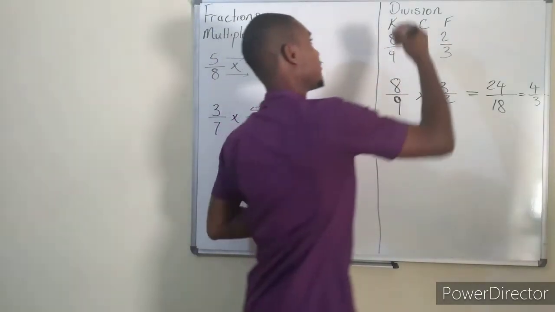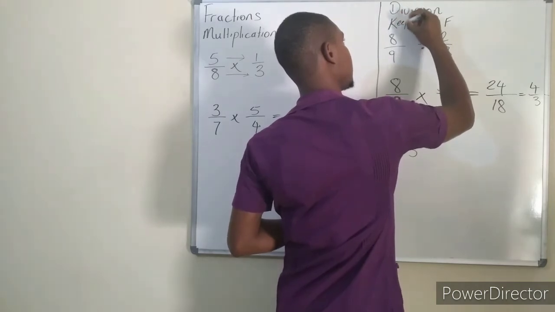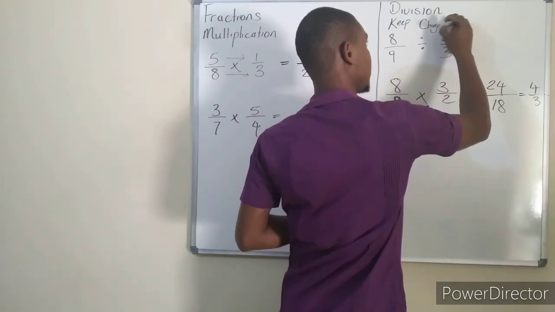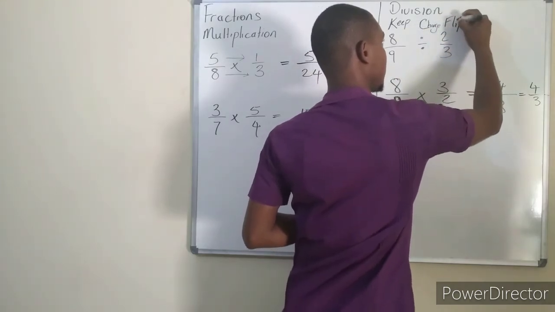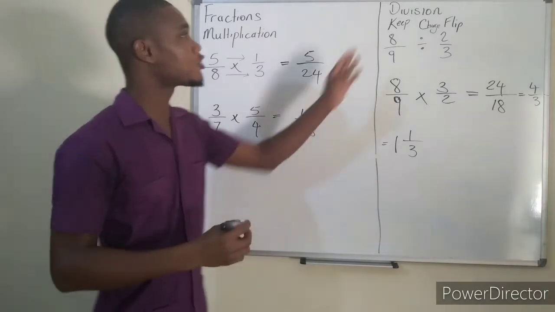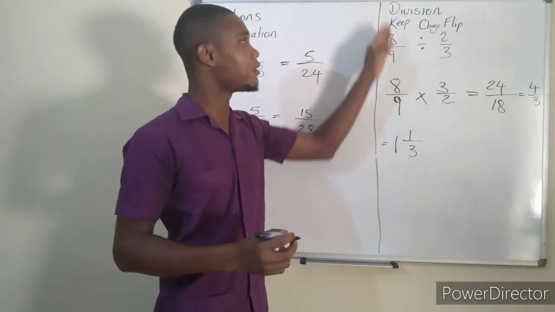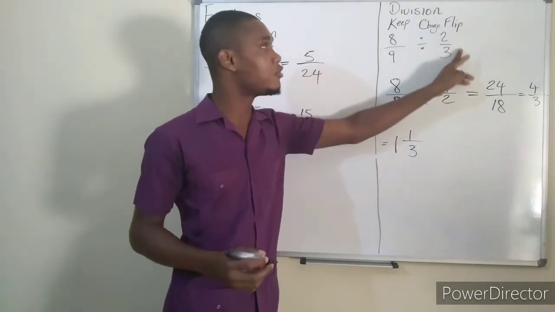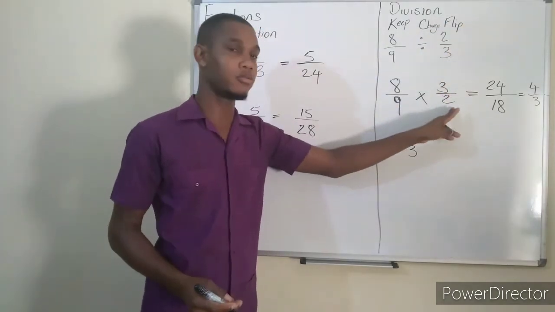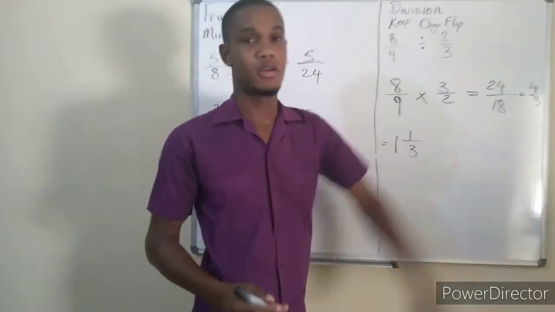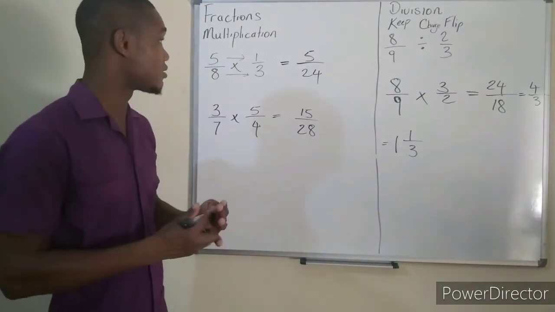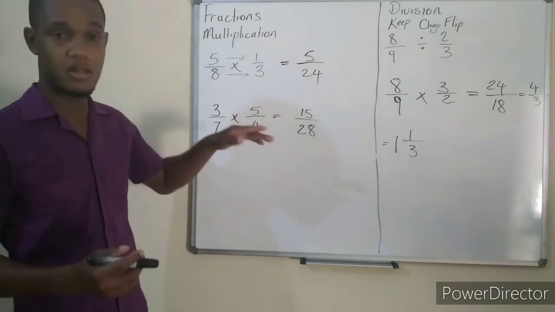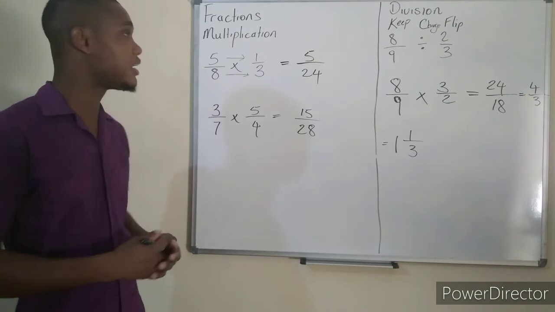So remember that once you're dealing with division, you just apply the abbreviation KCF. Keep, change, and flip. Keep the first fraction as it is, change your division sign to a multiplication sign, and then you flip or you invert the next fraction, and then you'll be able to get your final answer. Remember, with multiplication, you'll just simply multiply your numerators together and your denominators together, and that's it.